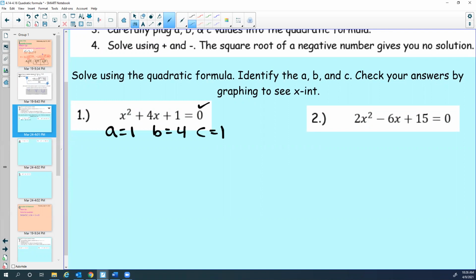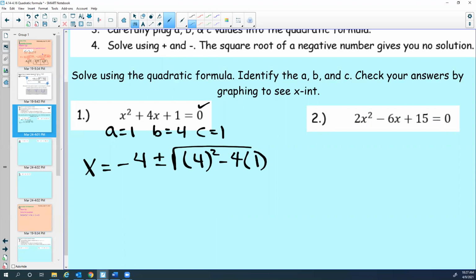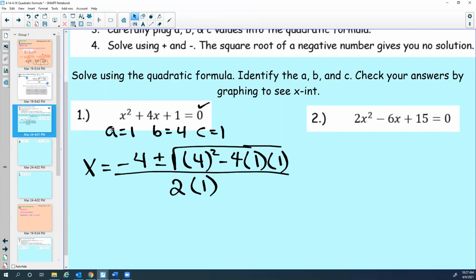0. So x equals negative B plus or minus the square root of B squared minus 4AC all over 2 times A. And really all I'm putting in my calculator at this point is seeing what I get underneath the square root. So 4 squared, which is 16, minus 4 times 1, which is 12.